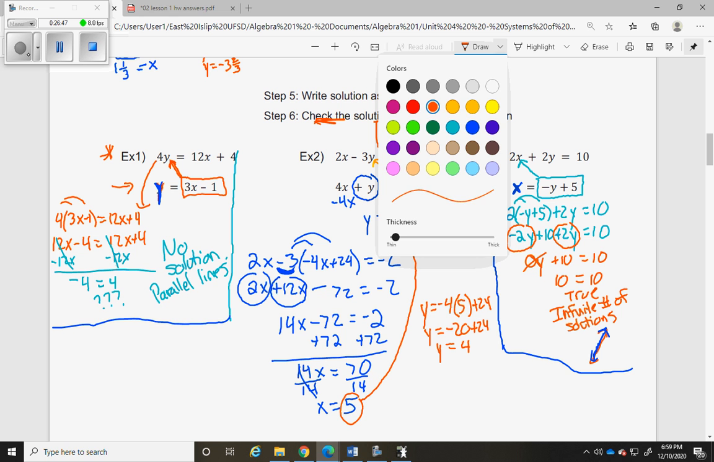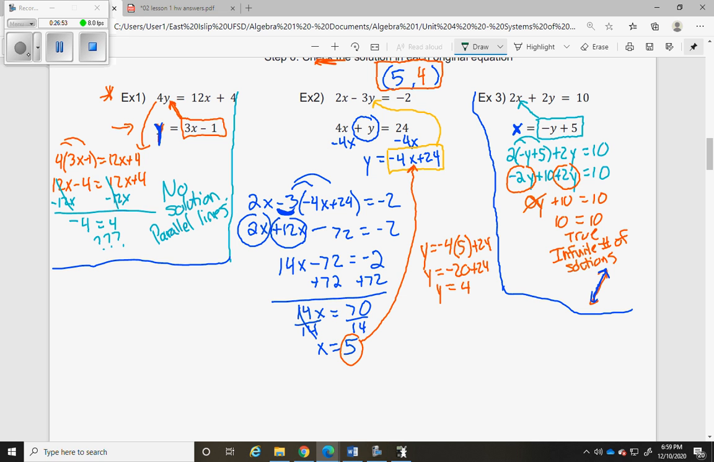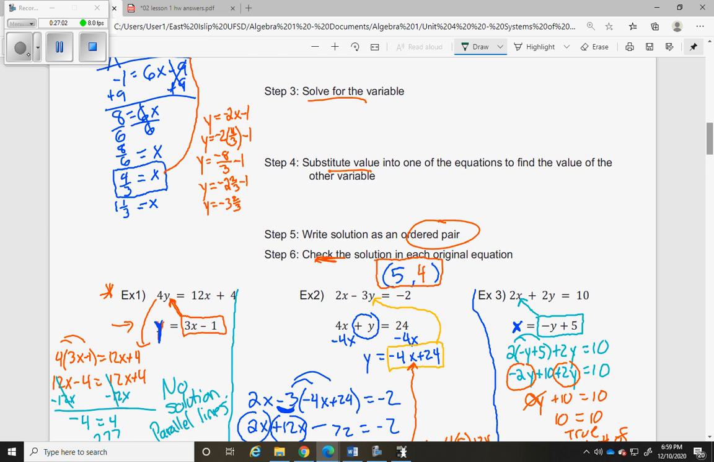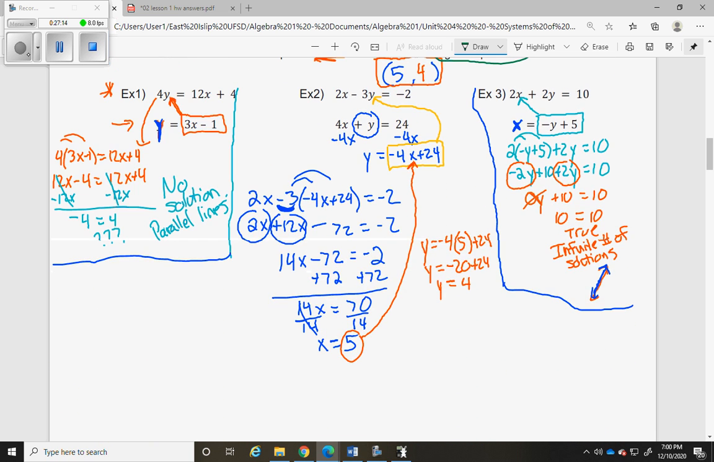The only way I could tell if I did it correctly is by doing a check. I can hope I did it right, but I really want to check it. When you check, you must check in both original equations. Right up here, the original equation has to be checked in the original, not like where I put my box in this case, because I altered that equation.